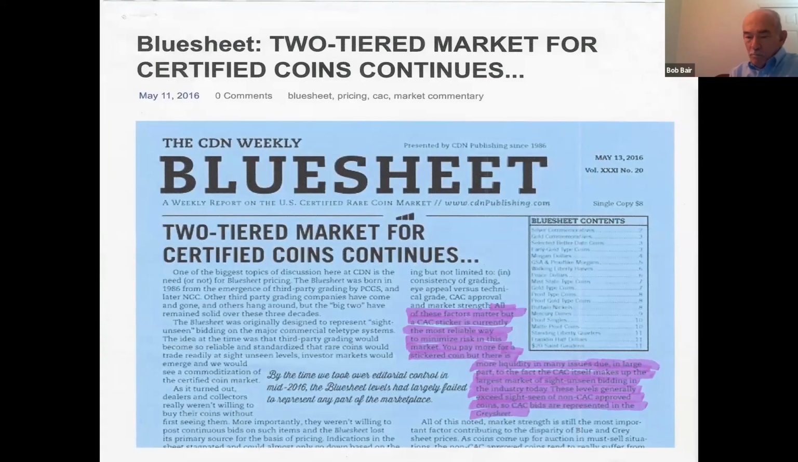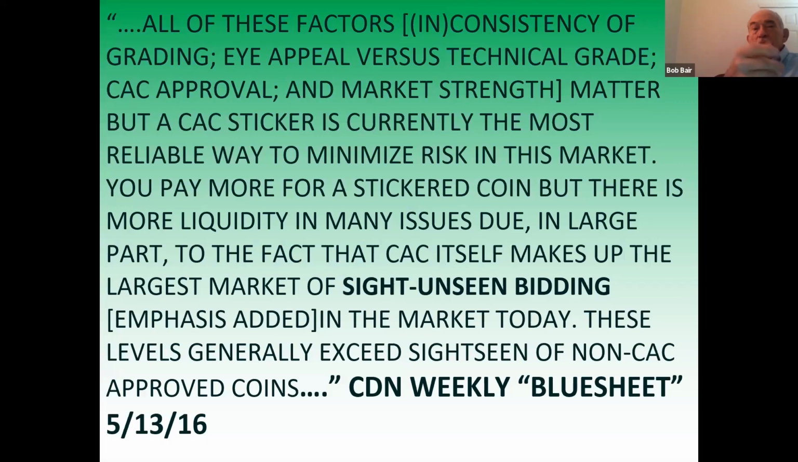Here's the Blue Sheet. Part of it's highlighted. Two-tiered market for certified coins continues. Let's see what they had to say. All of these factors, inconsistency of grading, eye appeal versus technical grade, CAC approval, and market strength matter. But a CAC sticker is currently the most reliable way to minimize risk in this market. You pay more for a stickered coin, but there's more liquidity in many issues due in large part to the fact that CAC itself makes up the largest market of sight unseen, there's that phrase again, sight unseen bidding, emphasis added by me, in the market today. These levels generally exceed sight seen of non-CAC approved coins. That was from the Blue Sheet of May 13th, 2016.